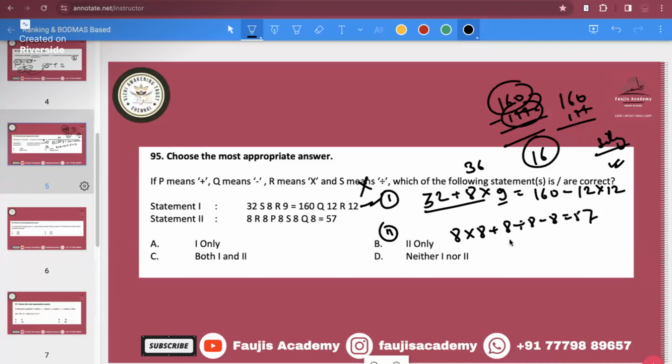Now if you solve this, your division will give you 1. Okay, 64 plus 1 minus 8, 65 minus 8, which is equal to 57. So which one of these is correct? Only 2. Only 2.